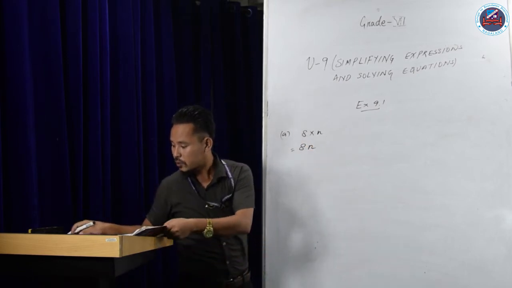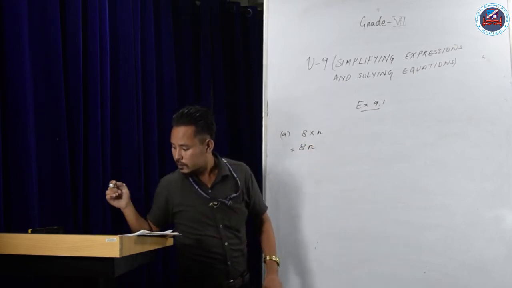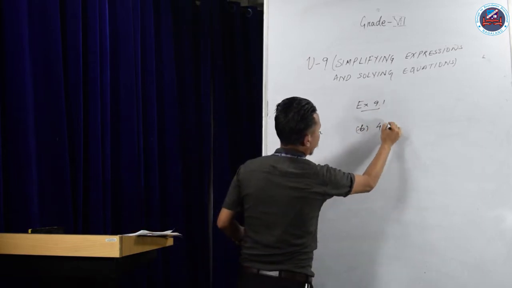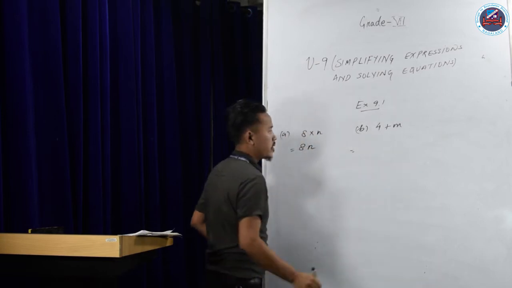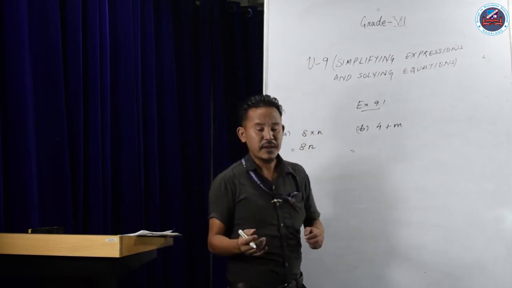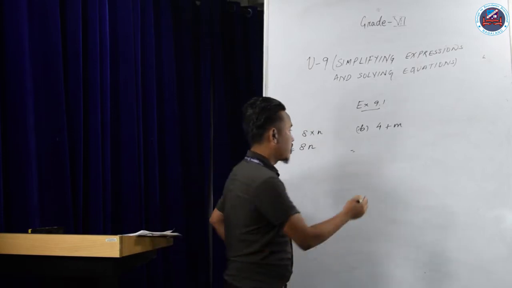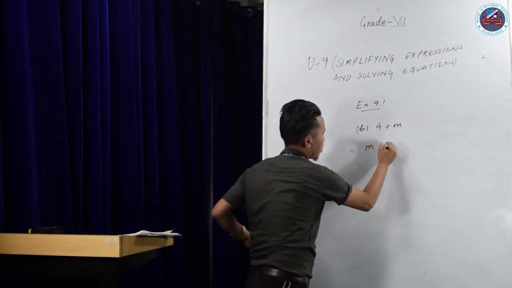Now, next question, number B, 4 plus m. Same way here also. The guideline says that the variables should be written first and then the number should be written next. That is m plus 4.